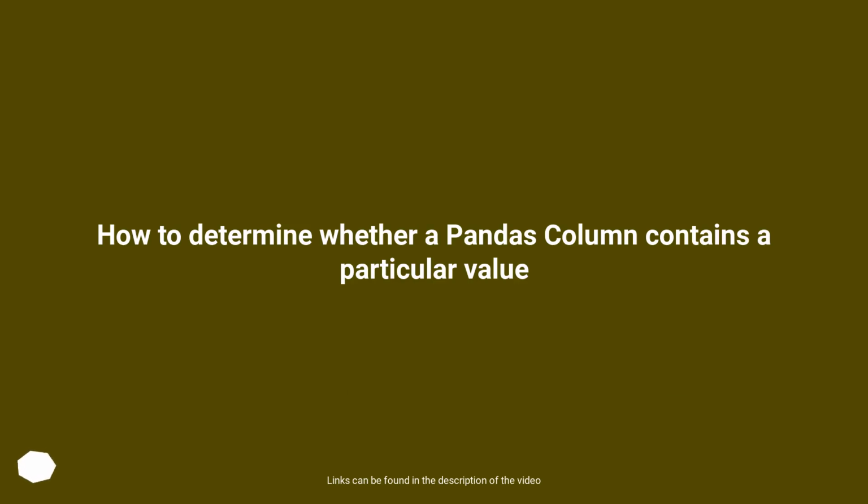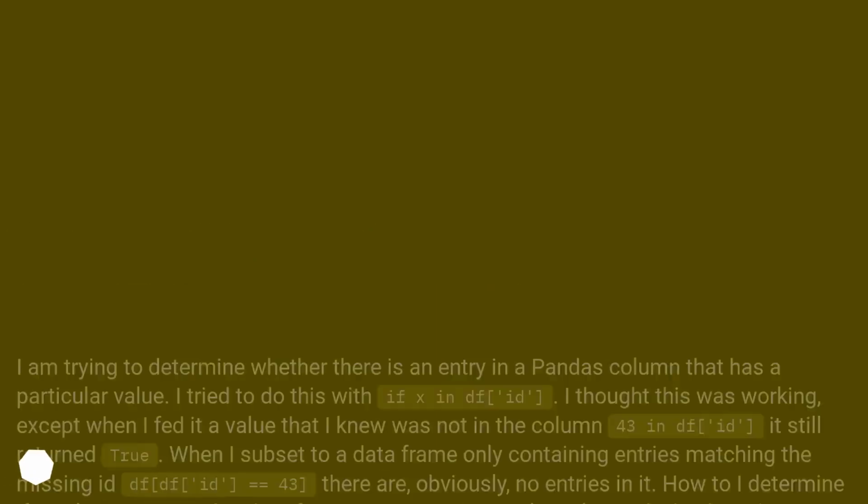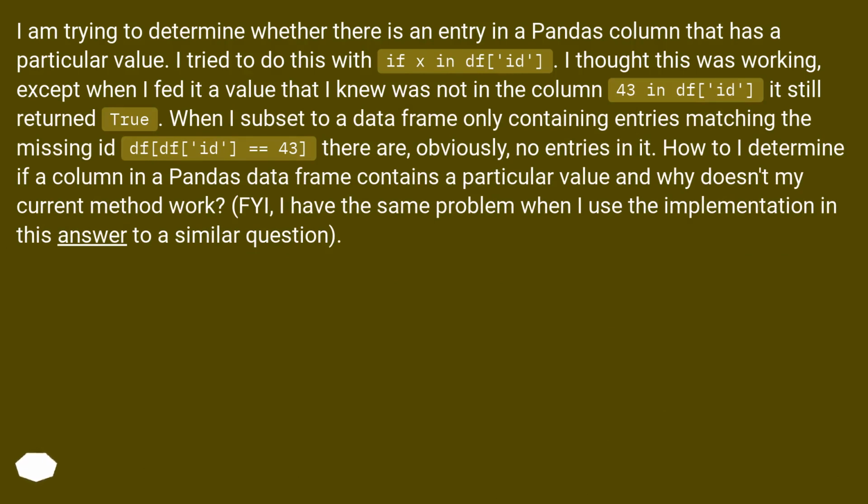How to determine whether a pandas column contains a particular value. I am trying to determine whether there is an entry in a pandas column that has a particular value. I tried to do this with if x in df['id']. I thought this was working, except when I fed it a value that I knew was not in the column, 43 in df['id'], it still returned True.